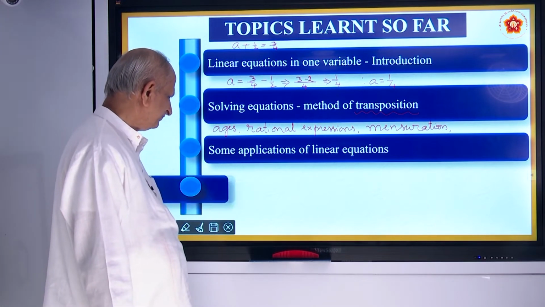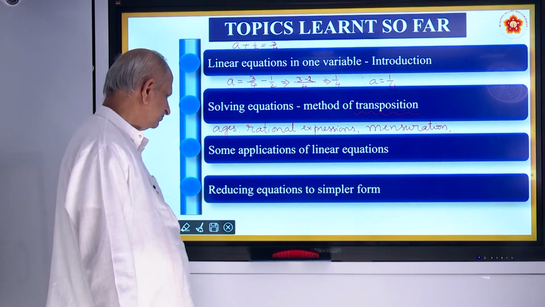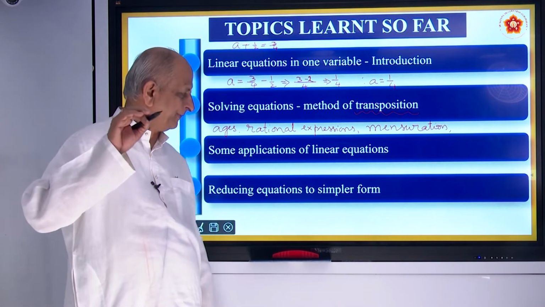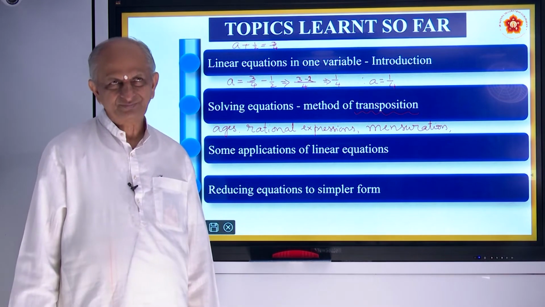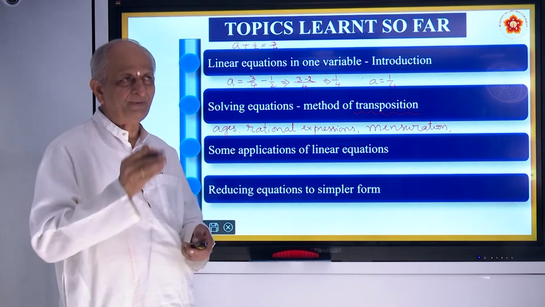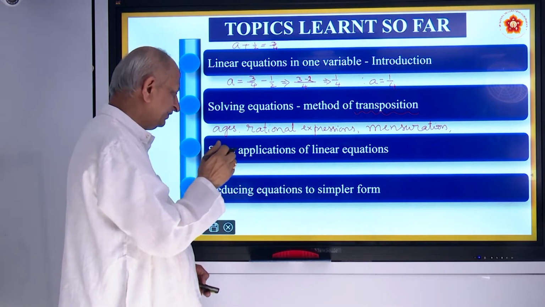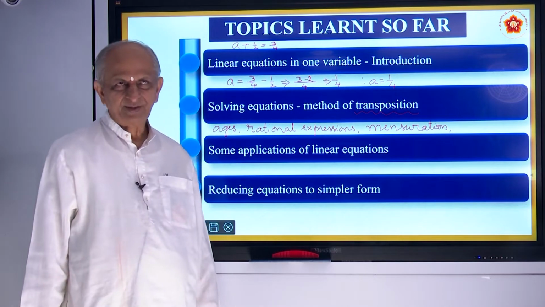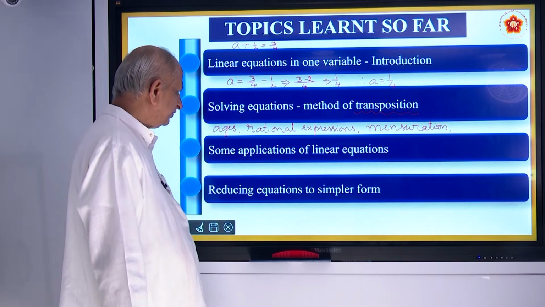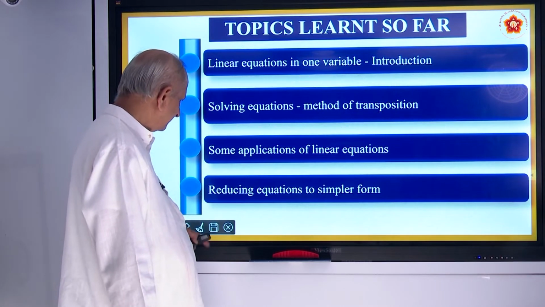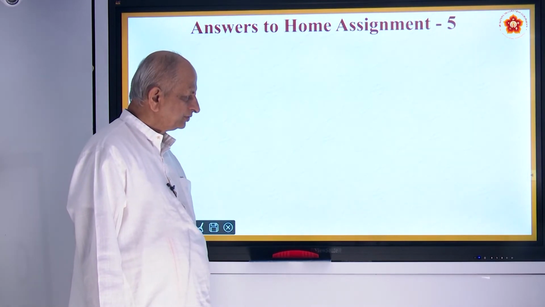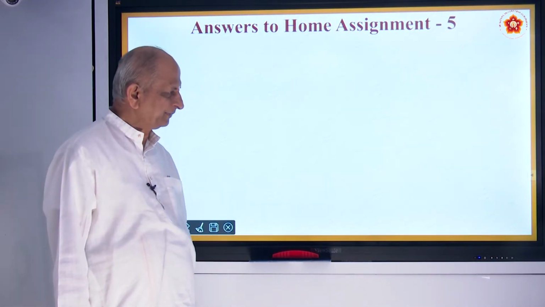And also we have studied reducing the equation into simple form. There will be an equation on either side, so you have to simplify it. One method is cross multiplication. Another method is transposition and so on. So these are all the things we studied in the previous class. Now we will come to the answers to the home assignment.